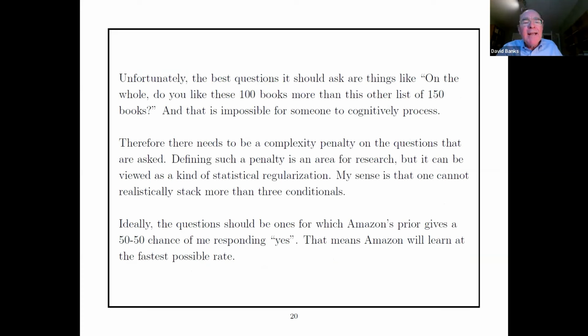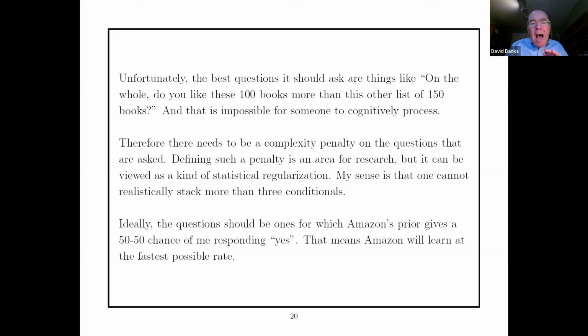It's a kind of statistical regularization. My sense is that you cannot ask more than three conditionals. Do you like murder mysteries written by women before 1950? That's a question that I can probably answer. You know, Agatha Christie, Dorothy Sayers, Ngaio Marsh. But if I add more conditionals on that, then it probably becomes very difficult for most people to process that question.